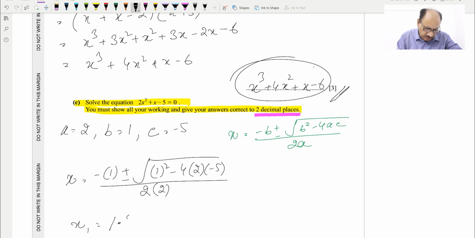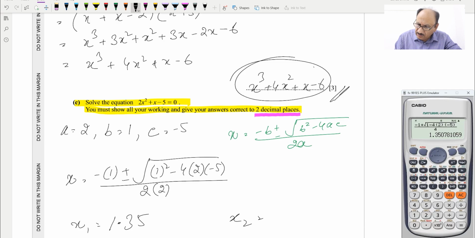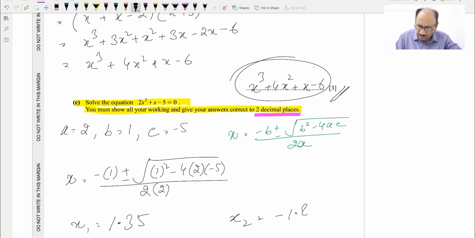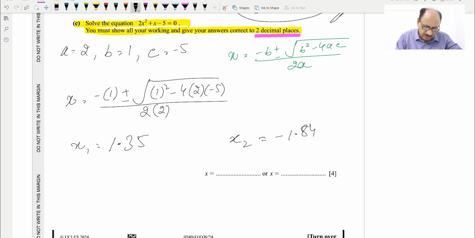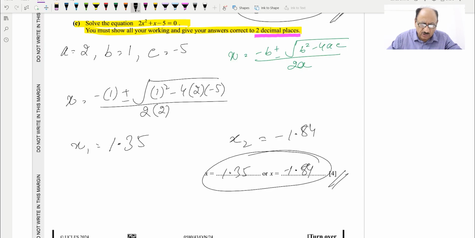So the first value will be 1.35, and x2 will be the second value, for which we change plus into minus in the formula over here, and we will get the second value, which is minus 1.85. This one is the equal sign over here, and these are the two answers which we can write: 1.35 and the second value minus 1.85, and this is for 4 marks.